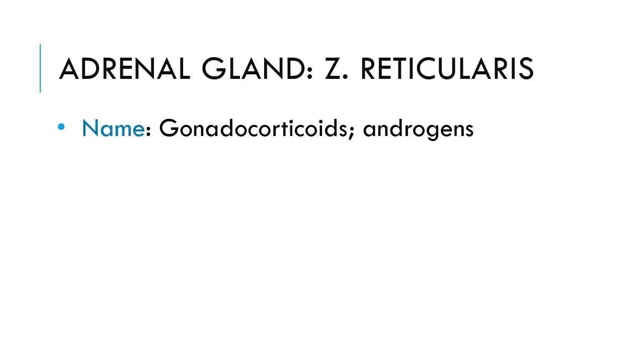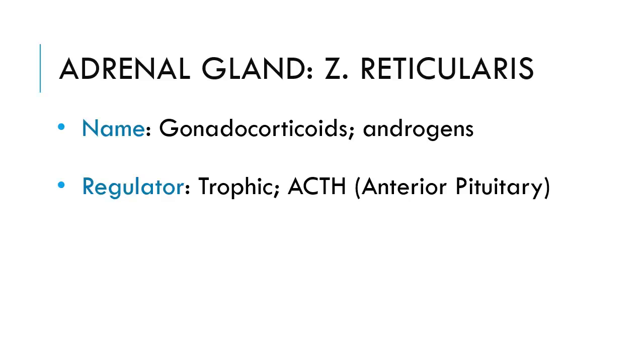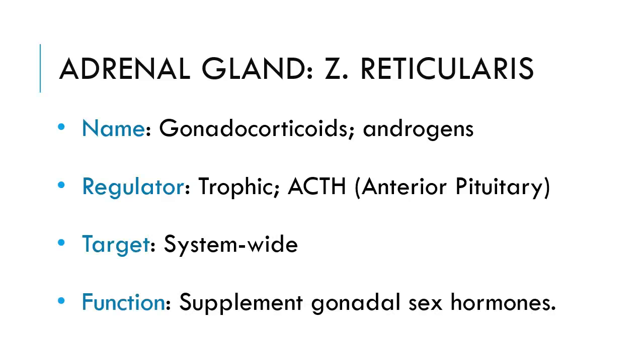How is it controlled? Tropically, by the anterior pituitary's release of ACTH, adrenocorticotropic hormone. There may be additional tropic hormones, like gonadotropins. I'm not sure, they may play in there as well, but definitely the tropic ACTH release regulates the release of the gonadocorticoids. These are going to target system-wide, not just, say, the brain or liver. They're there to supplement the sex steroid hormones from the gonads.